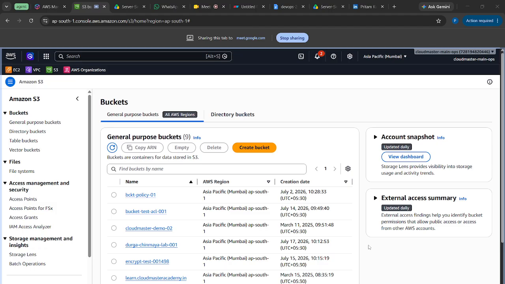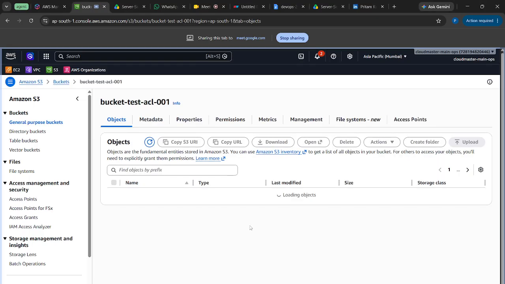But let me first show you where you can find that option within an S3 bucket. So let's get into any of the buckets. I think, yeah, let's get into this one. Now here you can see this is the bucket test ACL 001.